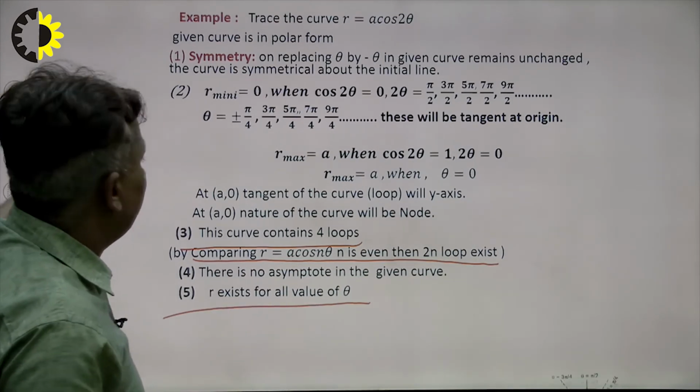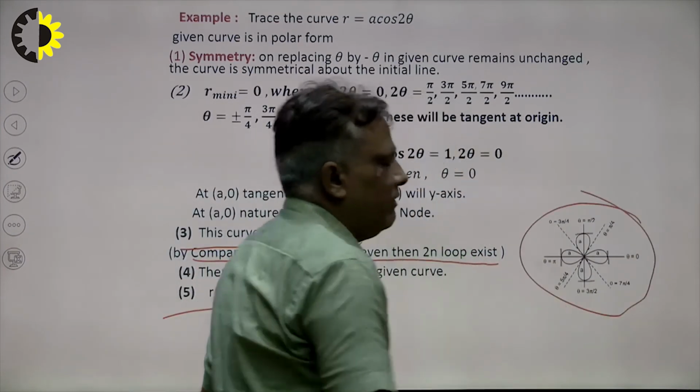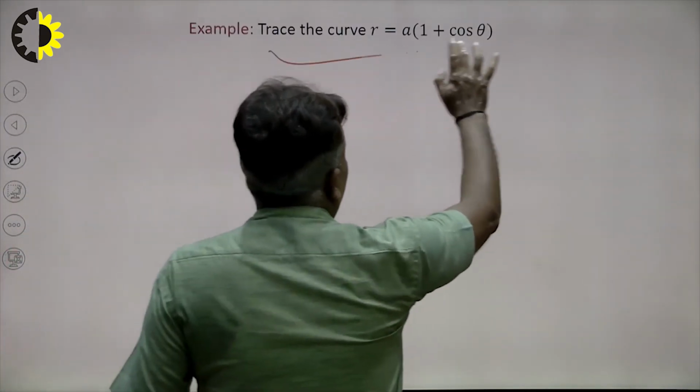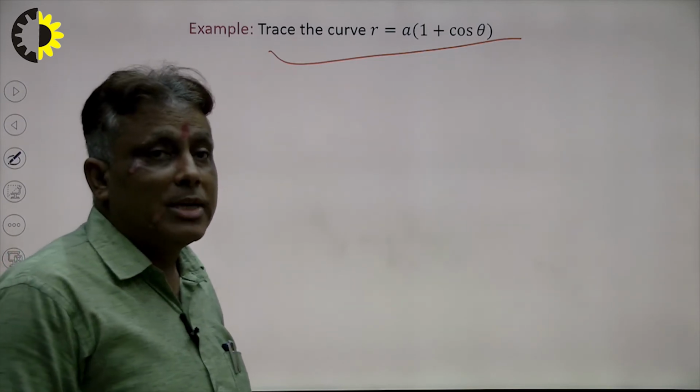In this way we can find out our final diagram, and the final diagram will be this. So in this way we can find out our diagram also, right? Another problem, which is a very important problem from the exam point of view: r is equal to a(1 plus cos theta), right?